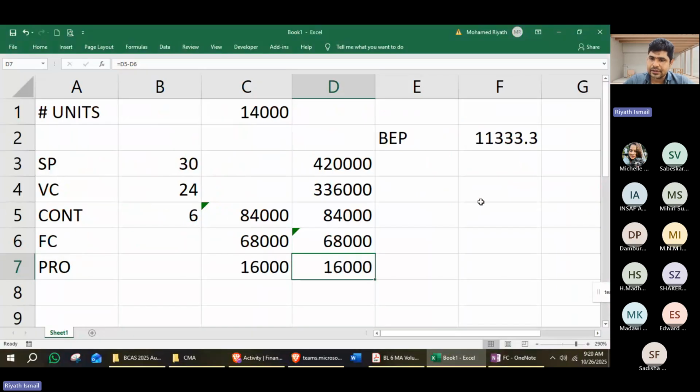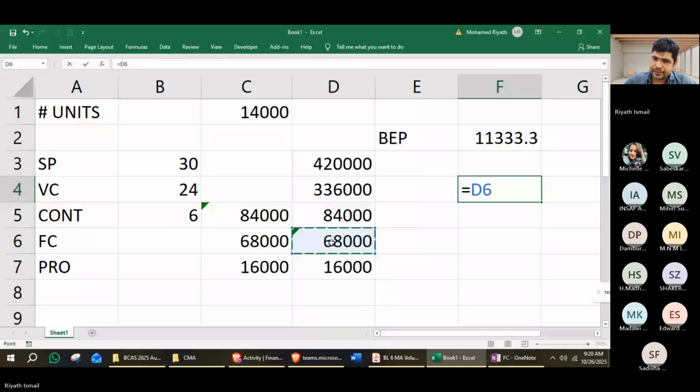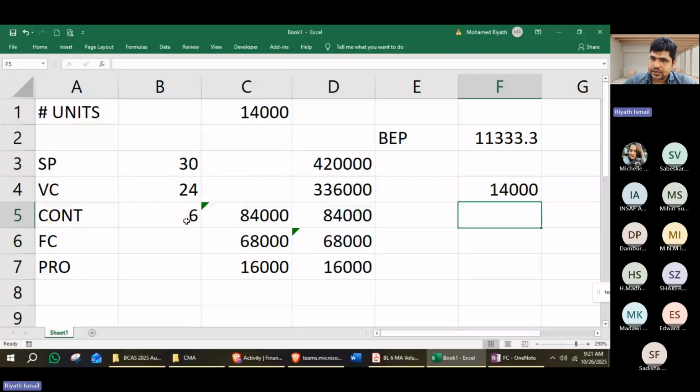We'll do it, right? The fixed cost 68 million plus target profit 16 million should be divided by contribution per unit. You see, we get the same value, 14,000.